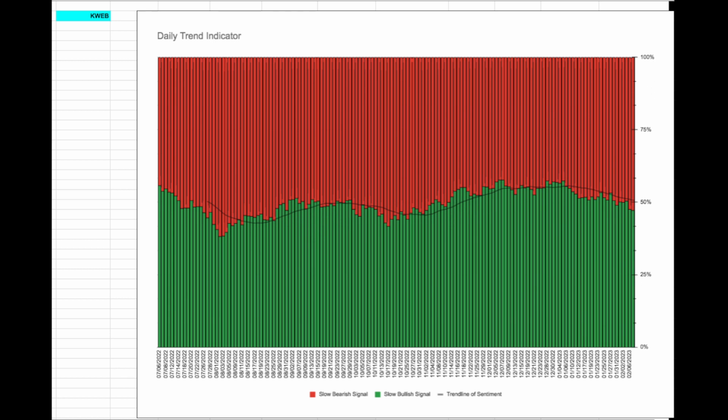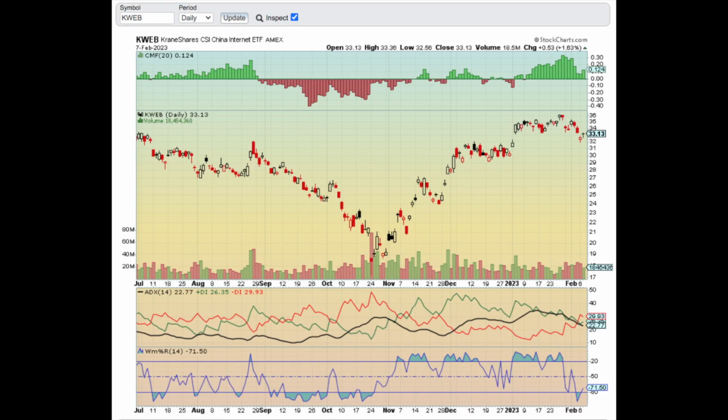Now looking here at daily sentiment for KWEB, we can see that it's been consistently falling since the beginning of 2023. Since the beginning of January and now into February, all we've seen is the bullish sentiment continue to drop. And when we look here at the chart, what we've seen is essentially a consolidation pattern. Seeing how 36 has pretty much been resistance, and now we see that the price continues to fill the gap from the very beginning of 2023.